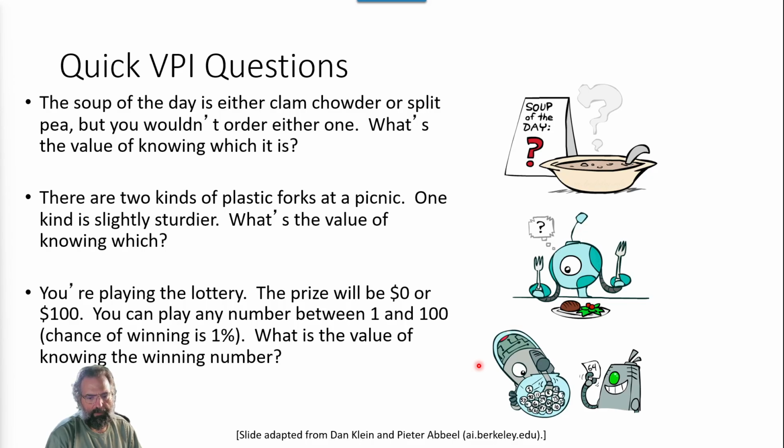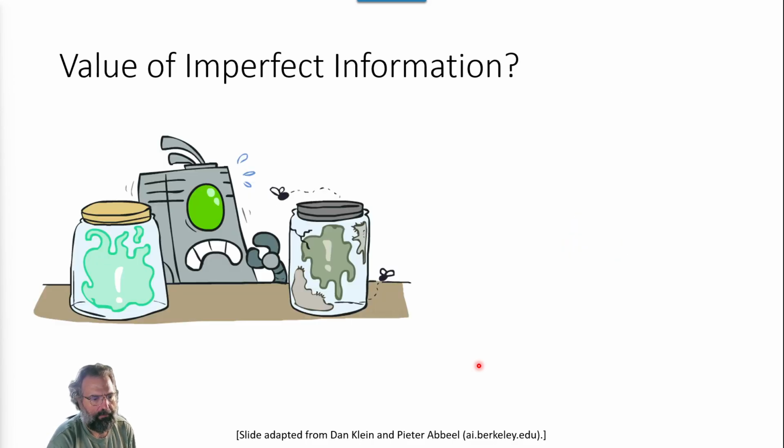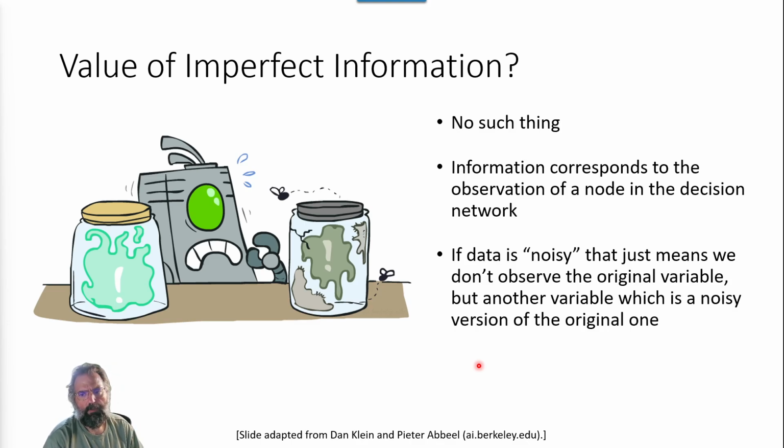You can play any number between 1 and 100, so your chance is 1% of winning. But what is the value of knowing the winning number? So you can come up with a way of quantifying what these values are. So what is the value of imperfect information?